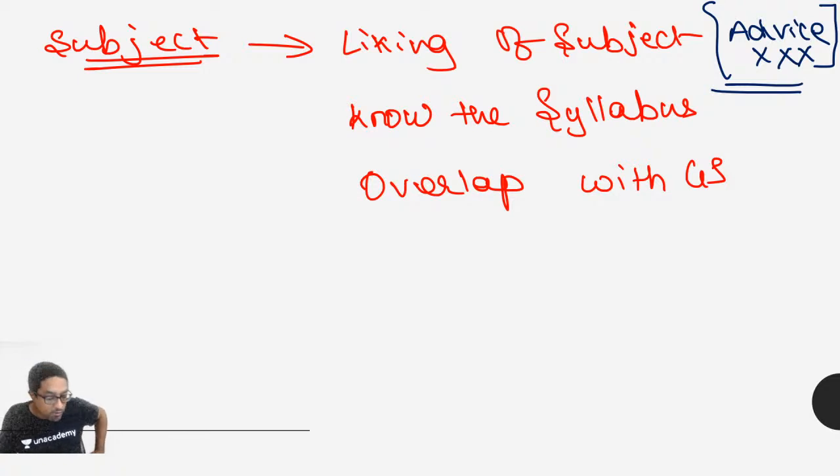The second thing is syllabus. You need to know the syllabus. The third option is the overlap with GS. And what percentage of optional overlaps with GS?